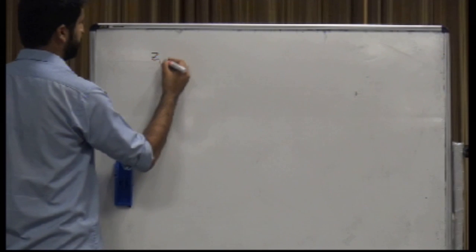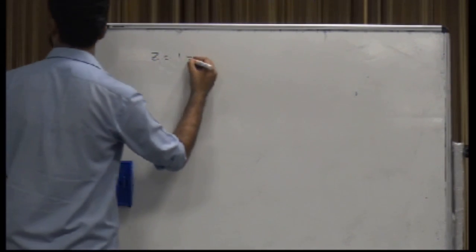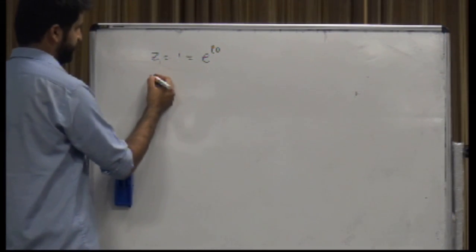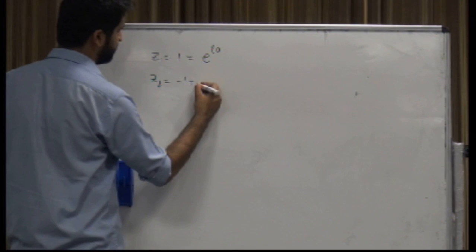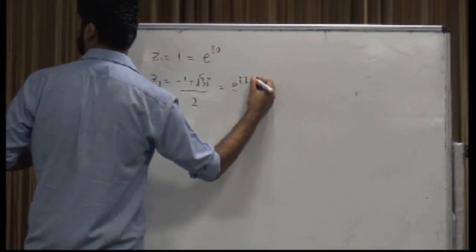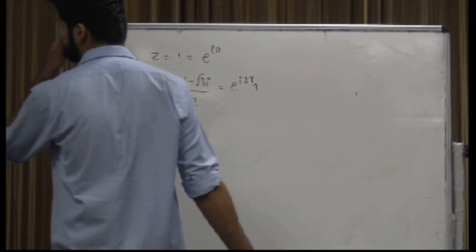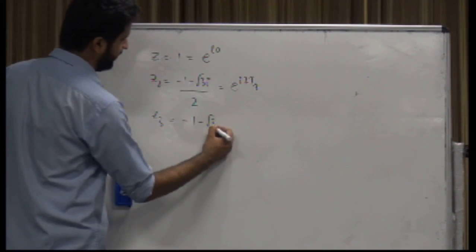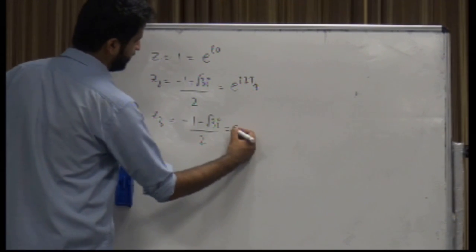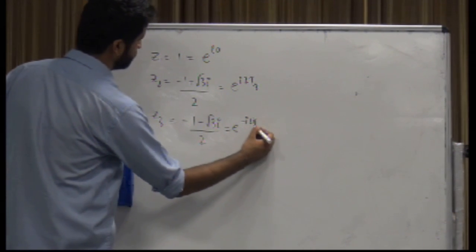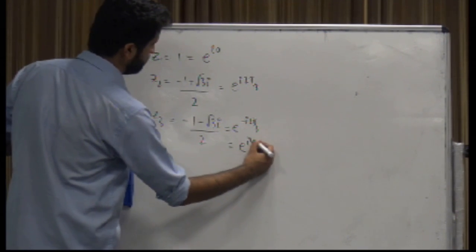The 3 cube roots of unity are z1 equal to 1, which is e to the power iota 0. Second, z2 is equal to -1 plus root 3 iota by 2, which is e to the power iota 2 pi by 3. Z3 is -1 minus root 3 iota by 2, which is e to the power minus iota 2 pi by 3, or e to the power iota 4 pi by 3.